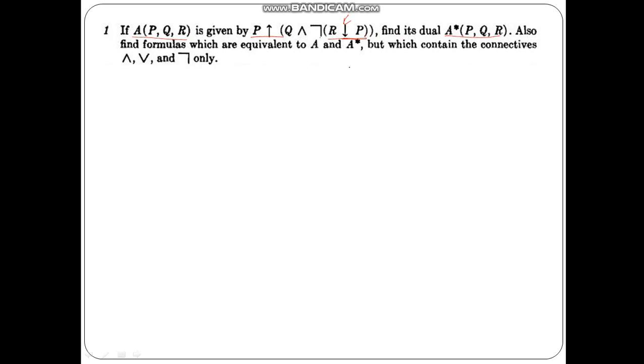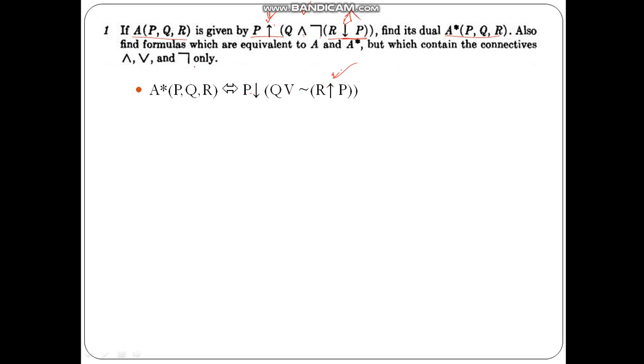Its dual will be: every NAND operation will be replaced by a NOR operation, every NOR operation will be replaced by a NAND operation, and every AND operation will be replaced by an OR operation. So A star of (P, Q, R) is equal to: NAND is replaced by NOR, AND is replaced by OR, and NOR is replaced by NAND. This is the dual of the given equation.